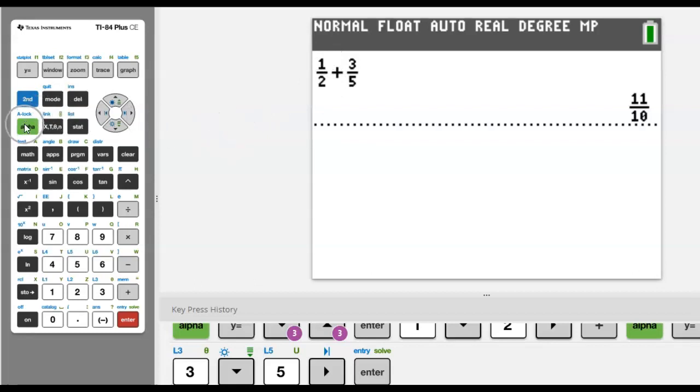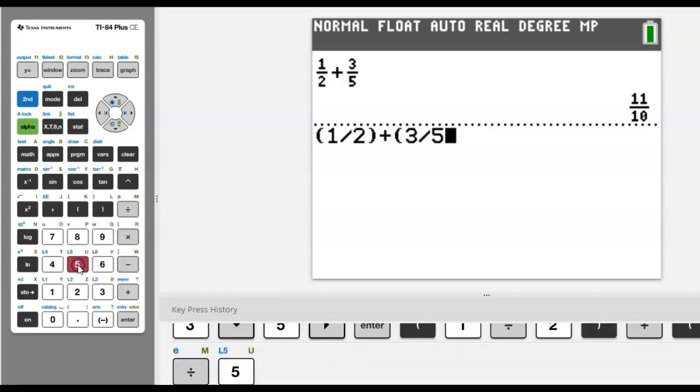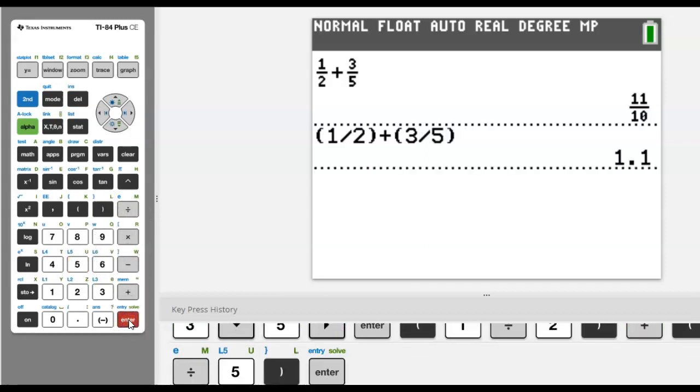What about if I don't want to use the Half Y and I have a regular calculator that's not a TI-84? Then you can also do it this way. You go to the parenthesis here, or some people call it a bracket, and you type in 1 divided by 2. You close it with the parenthesis, and then you add, and you open the parenthesis or the bracket, and you type your 3 divided by 5. You close it and you enter. It gives you a decimal, 1.1.